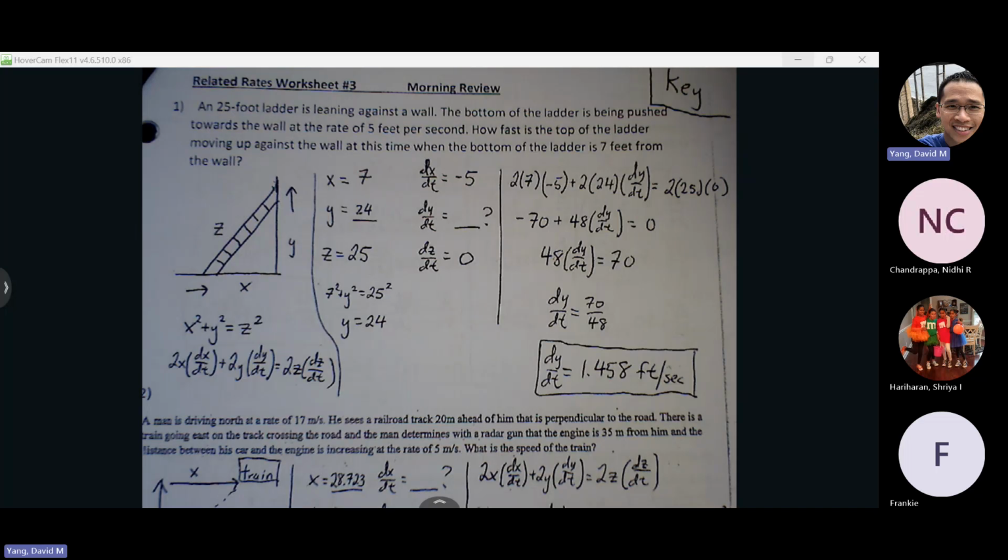Okay, if you guys are joining online, then I have the worksheet attached to yesterday's remind.